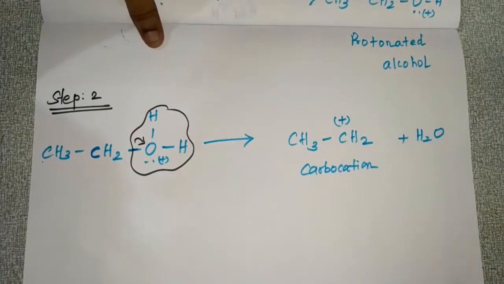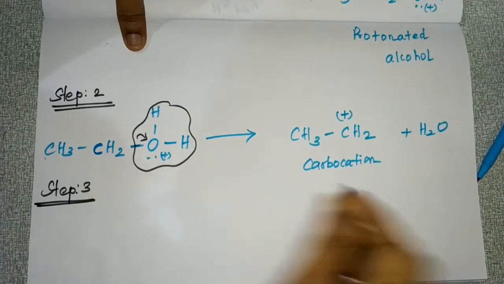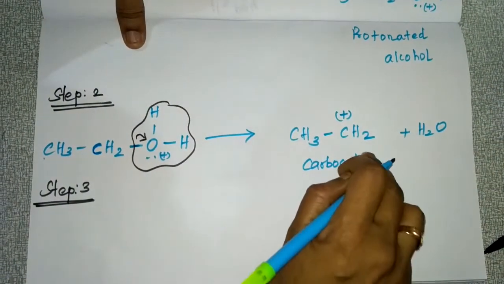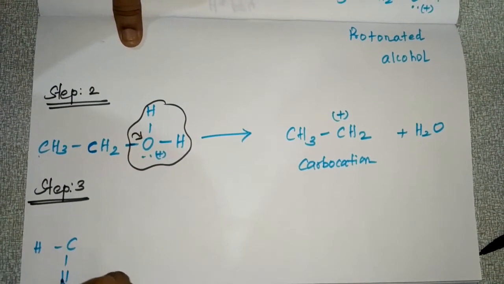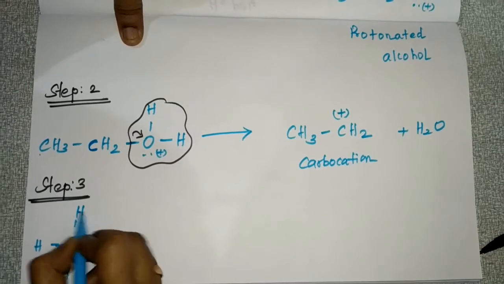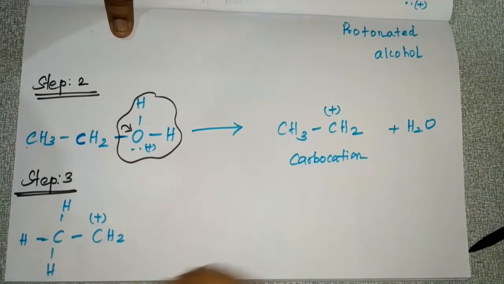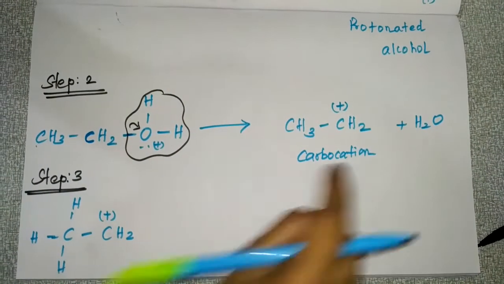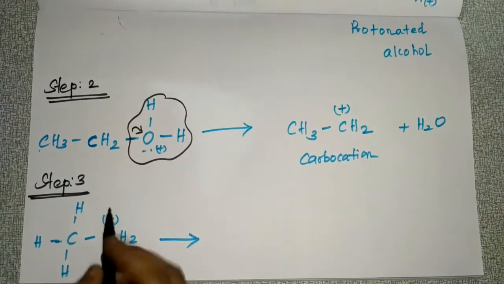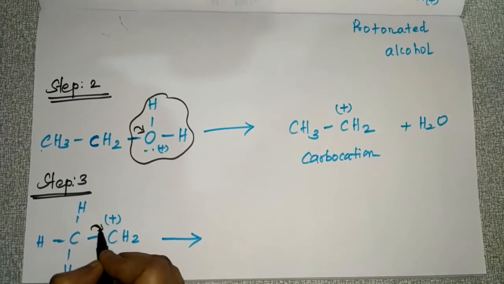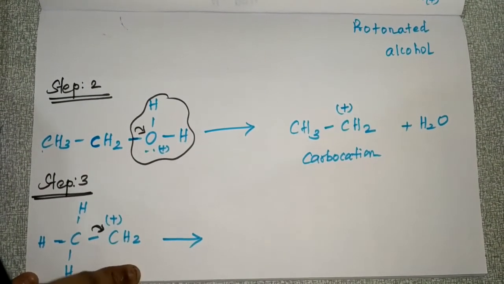In step 3, what happens? The same carbocation I am taking. Okay, CH3. This CH3 I will write separately. This CH2 which is the carbocation. Okay, the same carbocation I am taking from here. So here also what happens? This carbon will take the electrons. This positively charged carbon will take the electrons from here.